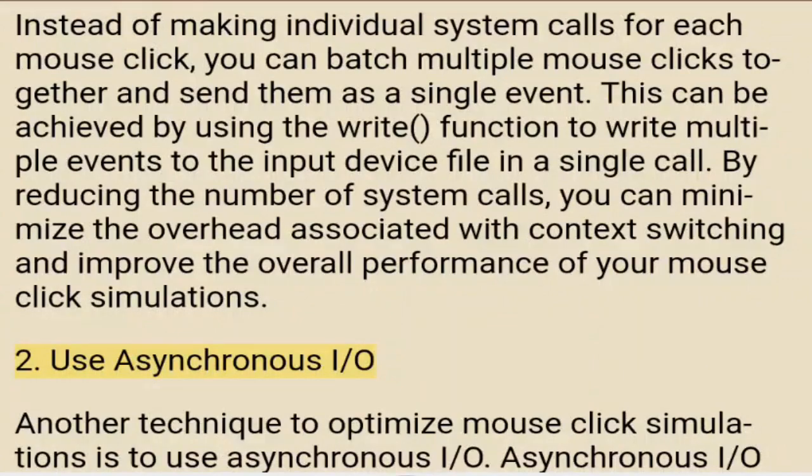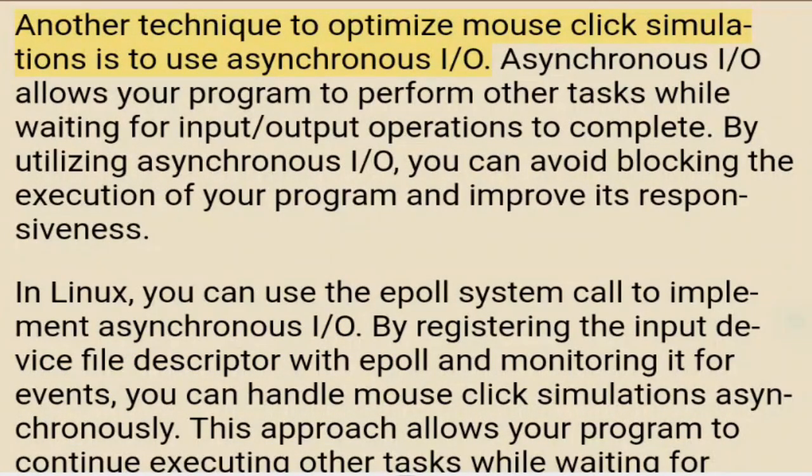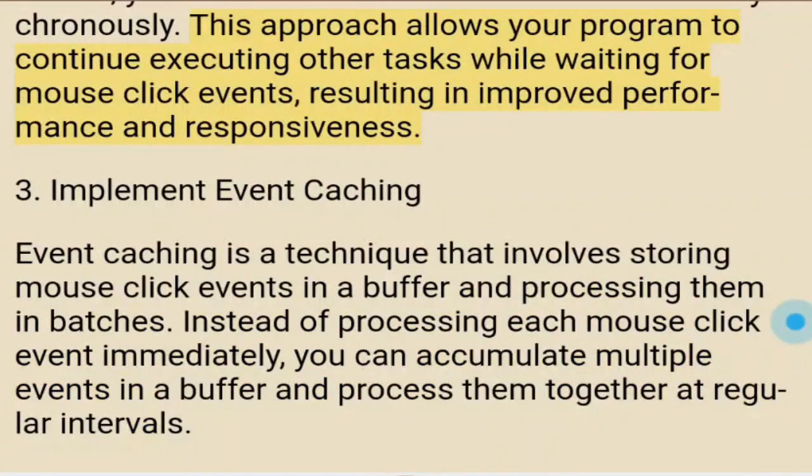2. Use asynchronous I/O. Another technique to optimize mouse click simulations is to use asynchronous I/O. Asynchronous I/O allows your program to perform other tasks while waiting for input-output operations to complete. By utilizing asynchronous I/O, you can avoid blocking the execution of your program and improve its responsiveness. In Linux, you can use the epoll system call to implement asynchronous I/O. By registering the input device file descriptor with epoll and monitoring it for events, you can handle mouse click simulations asynchronously. This approach allows your program to continue executing other tasks while waiting for mouse click events, resulting in improved performance and responsiveness.